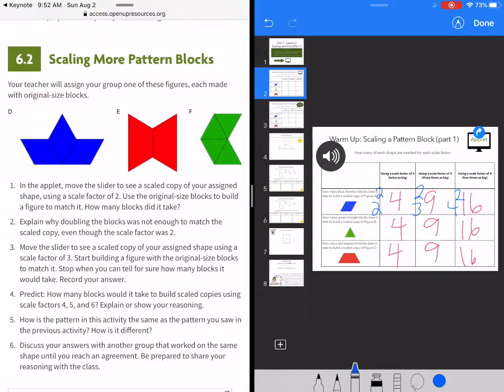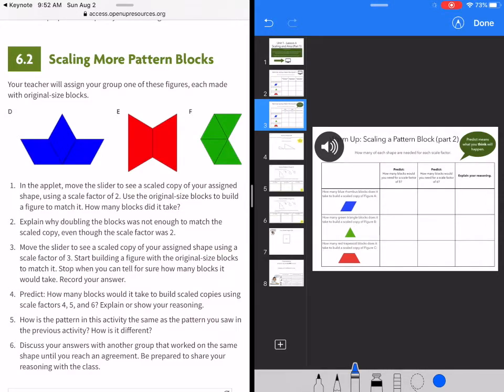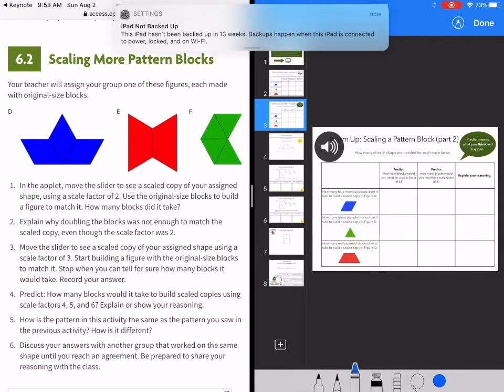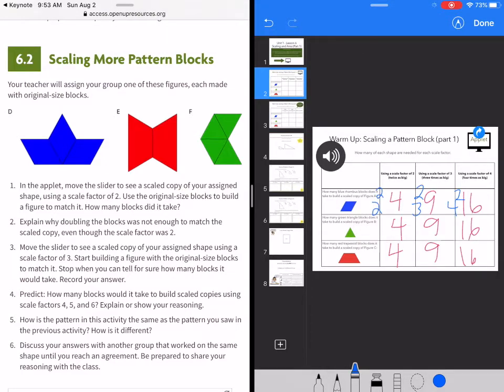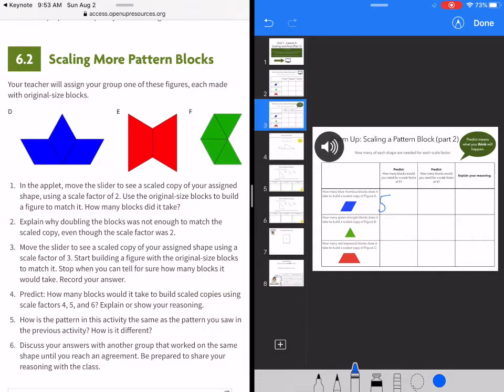So now I'm going to click over to my next slide because I'm still using it. It says predict how many of each shape you would need. So if I have a scale factor of 5, how many rhombuses would I need? Well, if I go back to my exponent idea, I think it's going to be 5 squared. So I think I'm going to need 25. If I want a scale factor of 6, I think it's going to be 6 squared, or 36. And I think it's going to be the same all the way down. Predict just means to take an educated guess, or to tell me what you think is going to happen.